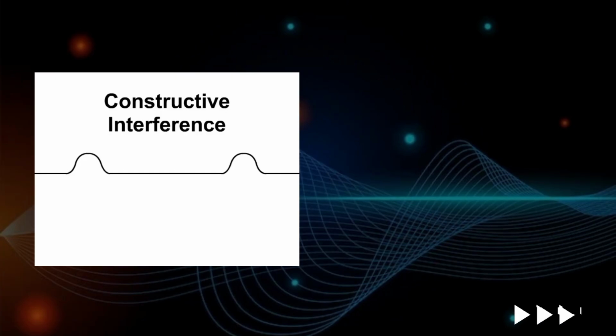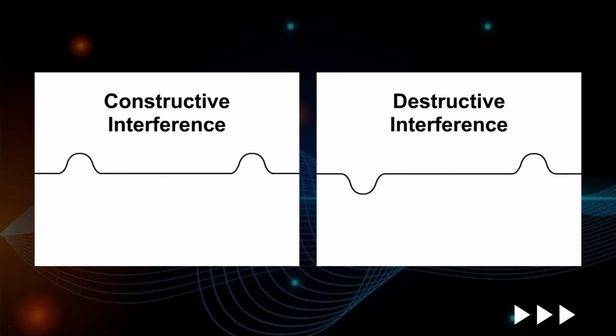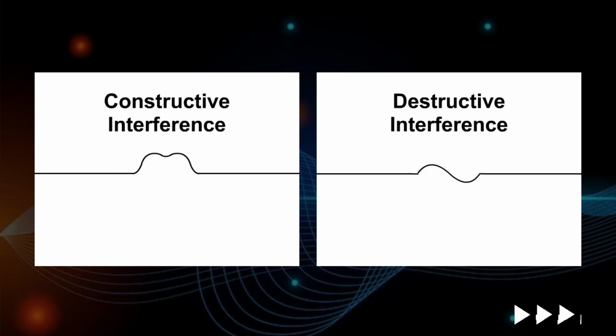Now, let's talk about wave interference. When two waves meet, they interact in a process called interference. If the waves are in sync, they can interfere constructively, amplifying the wave. If they are out of sync, they interfere destructively, reducing the overall wave amplitude.